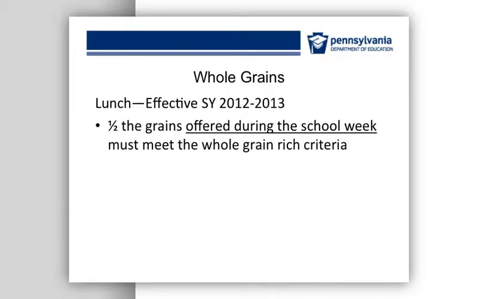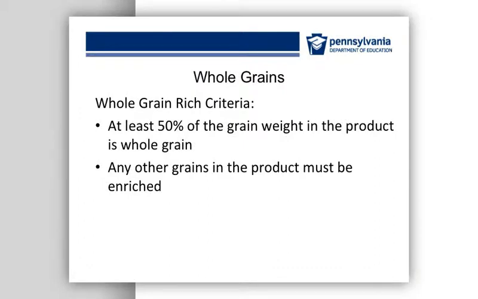Next, we're going to discuss whole grains. Effective school year 2012-2013, half the grains offered during the school week must meet the whole grain rich criteria. Whole grain rich criteria means that at least 50% of the grain weight in the product is whole grain, and any other grains in the product must be enriched.